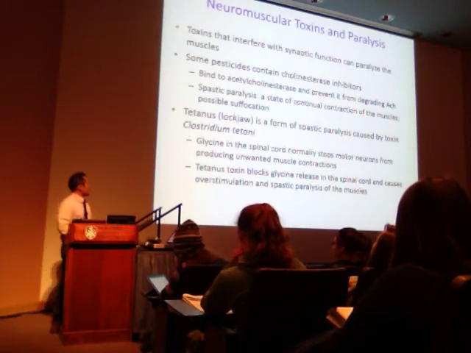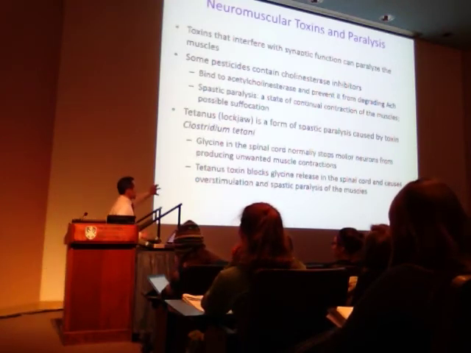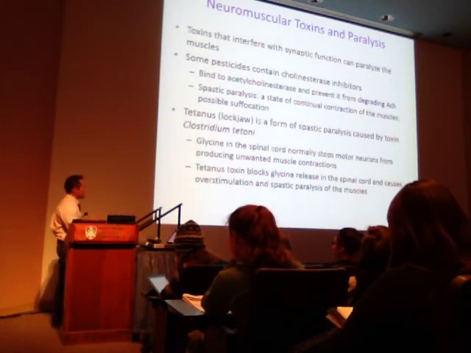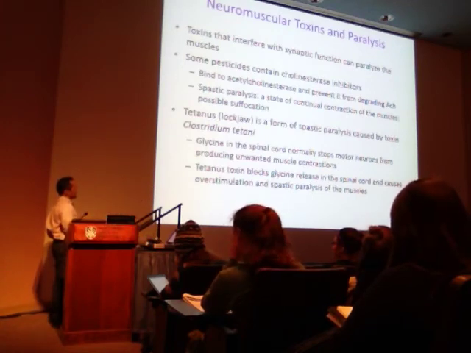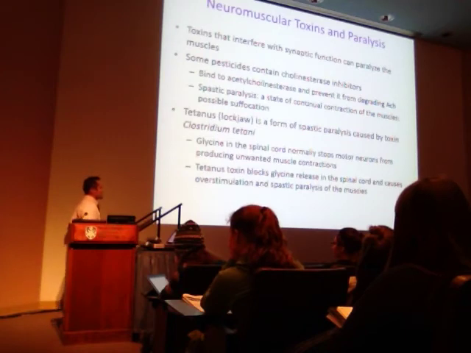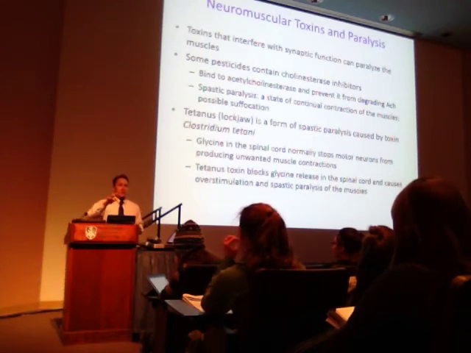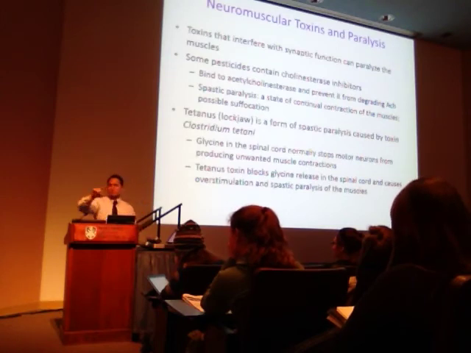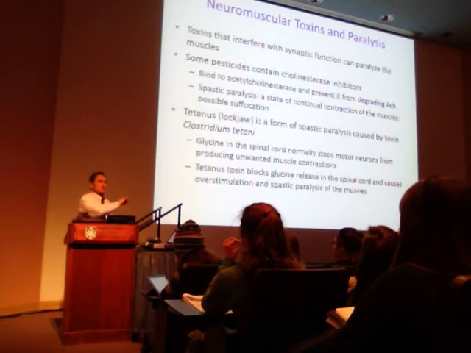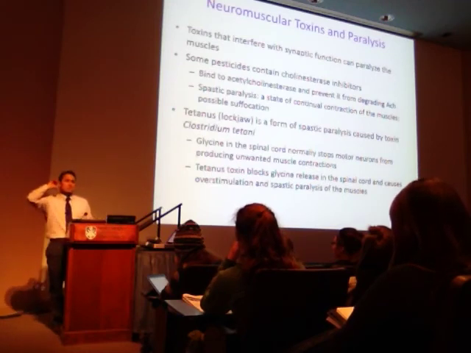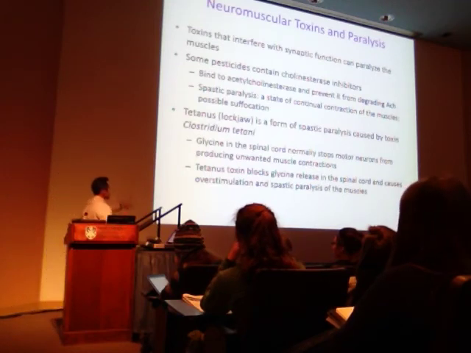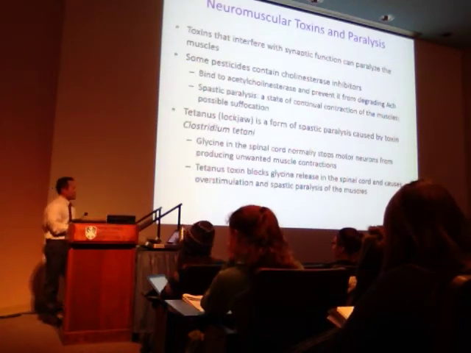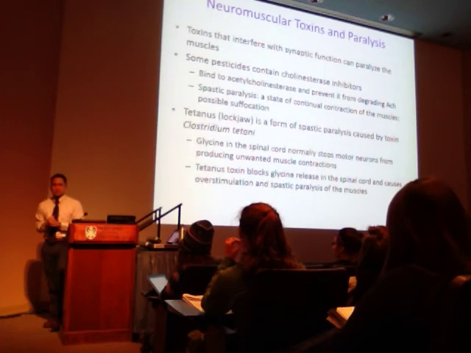In this situation, the toxins block glycine release, and normally glycine stops motor neurons from producing unwanted contractions. So instead of having a shaky pattern as you're pointing to the bathroom, you have a nice smooth pattern because of the effects of glycine. So this tetanus toxin blocks glycine release. You overstimulate and you spastically paralyze the muscles.